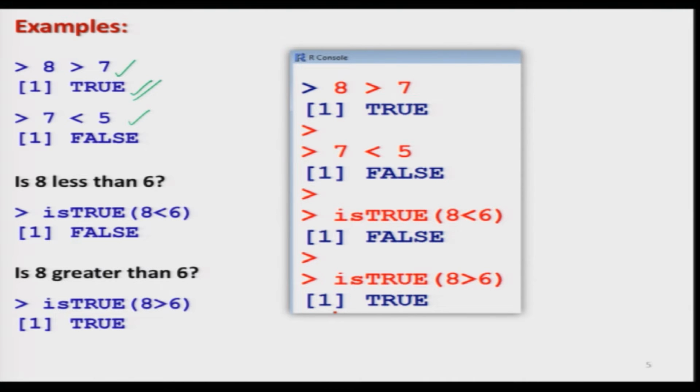Whether 7 is smaller than 5 or 7 is greater than 5, right? So, this is false, right. So, you will get here an answer like false. Similarly, if you want to check a statement whether 8 less than 6. Is this true or say false? This answer is false. So, if you write down here this statement, it will give you an answer false.